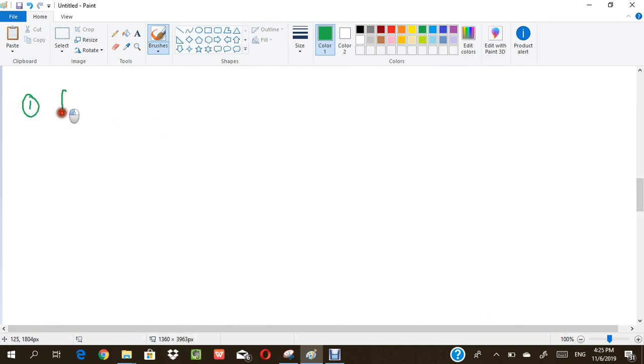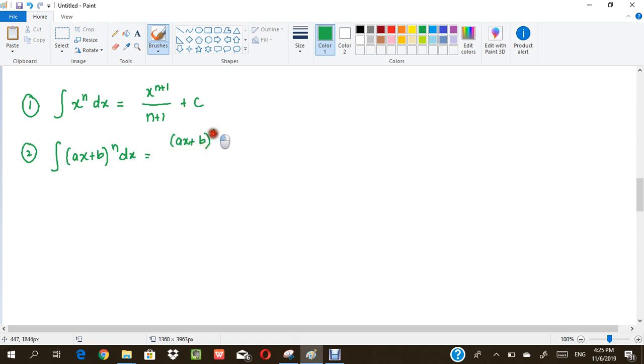The first formula was the integral of x to the power of n dx is equal to x to the power of n + 1 upon n + 1, right? The second formula goes something like this: (ax + b) to the power of n + 1 upon the new power times the derivative of the bracket + c. And I told you why we are dividing by the derivative and not the integral, because we want to reverse a differentiation, and the derivative was obtained by multiplying by the derivative of the bracket. Therefore, we have to divide by the derivative and not the integral.